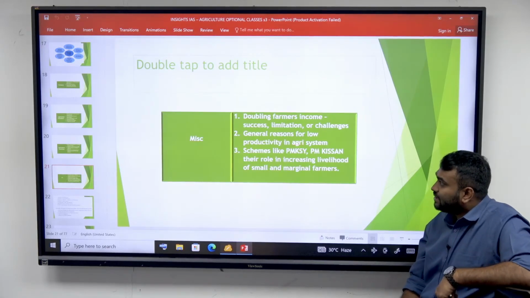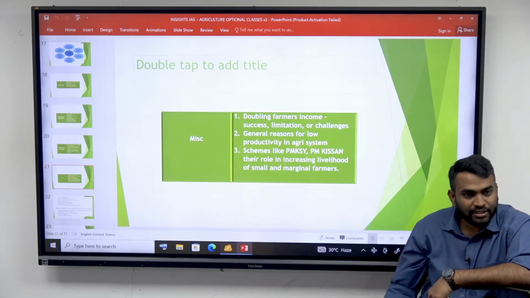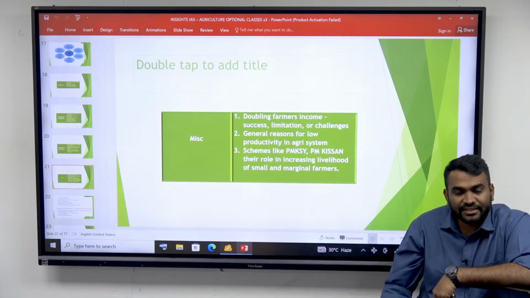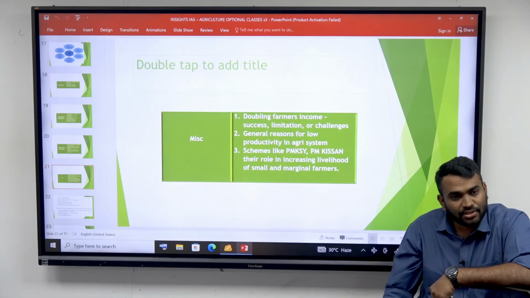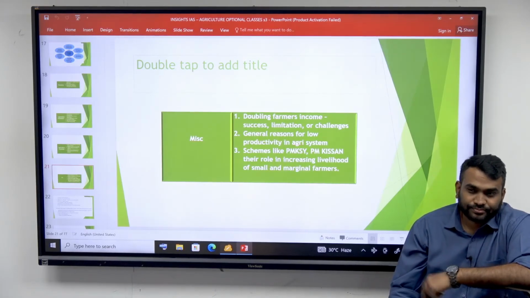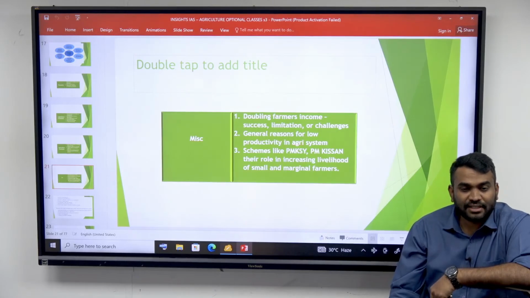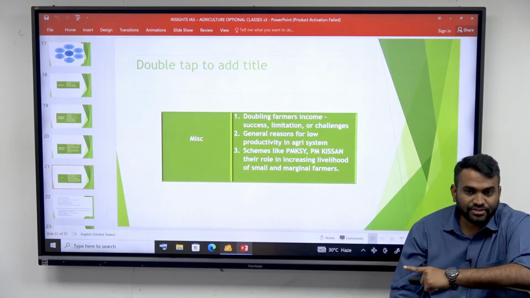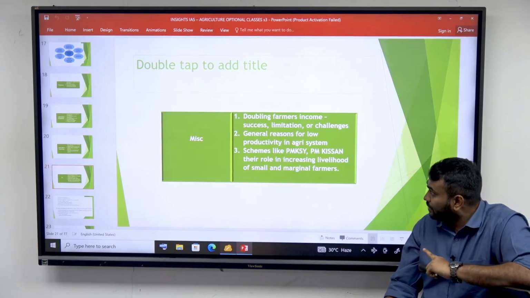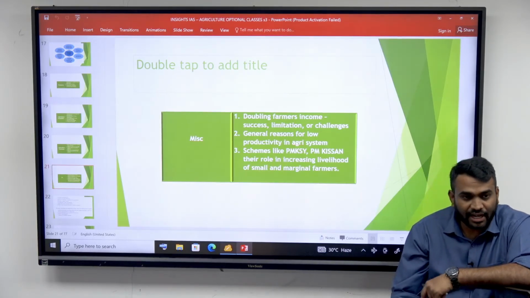Okay. Next one is, in general, the reasons why there is low productivity in agriculture as such. What are the measures we can take for an evergreen revolution? Those sorts of things. And the last one is schemes. For example, PM KSY, PM Kisan Samman Nidhi, and PM Pranam. So these are the important programs for this year. You can anticipate a question.